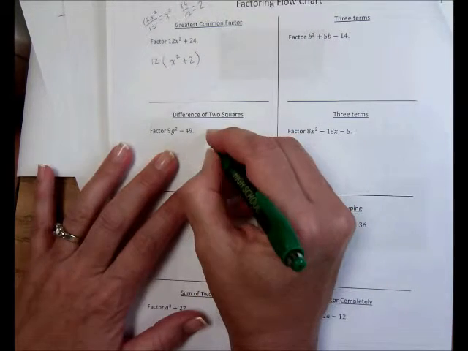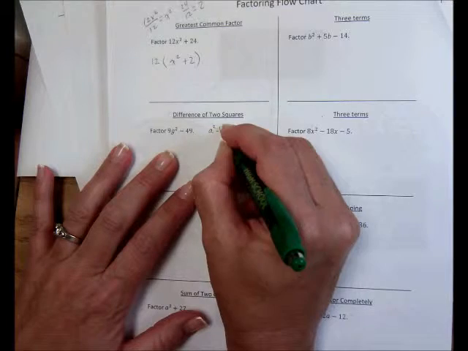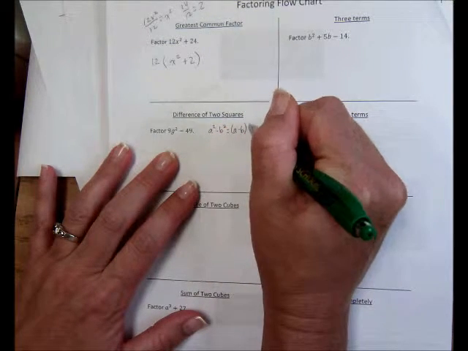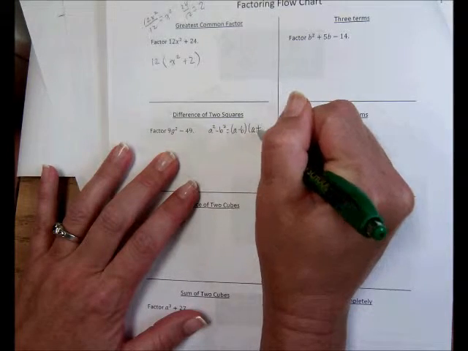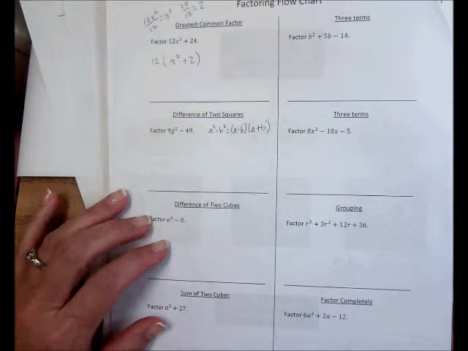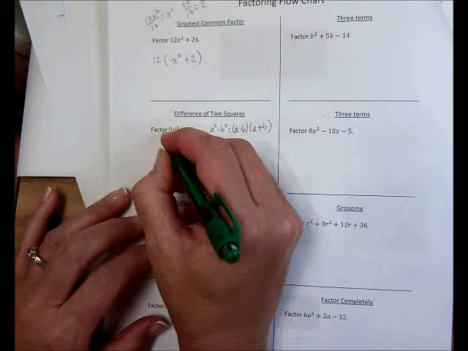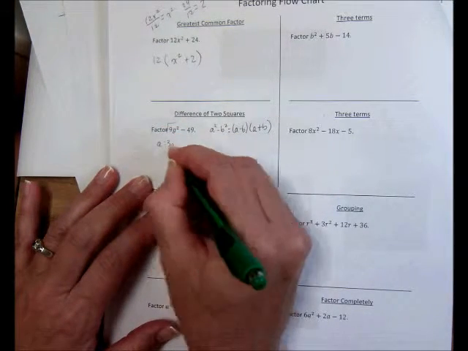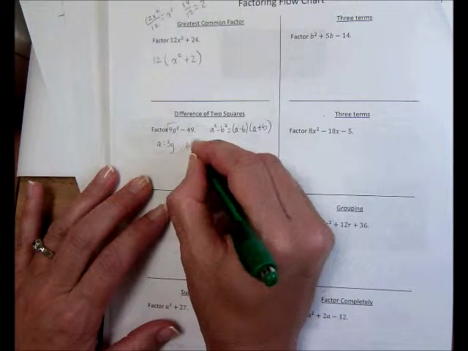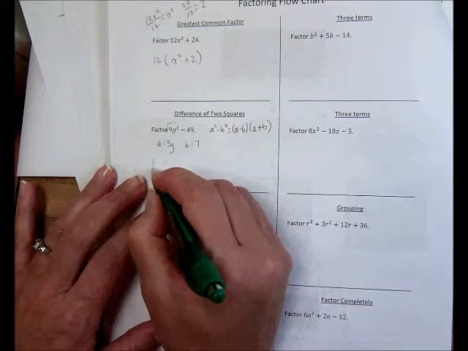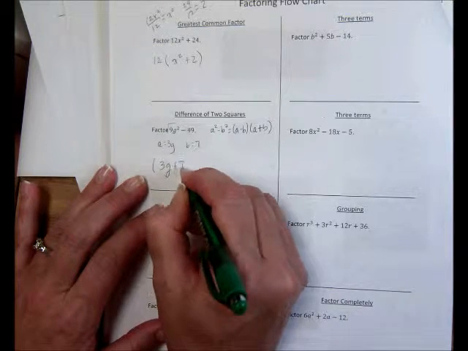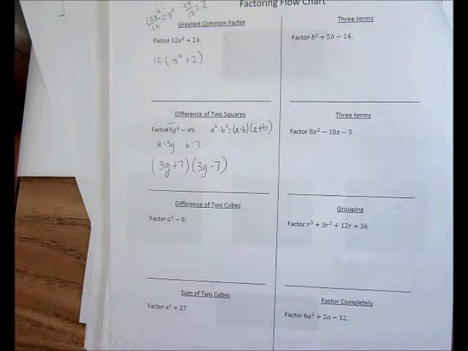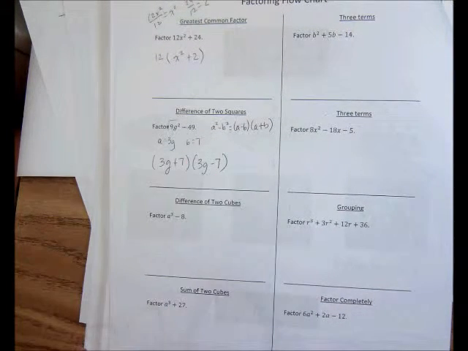The next type of situation is when I have a squared minus b squared. You can look on the front of the page, and it factors to a minus b times a plus b. In this case, I take the square root of 9g squared, so a is 3g, and then the square root of 49, b is going to be 7. So I have 3g plus 7 times 3g minus 7, and you can put them in any order because of the commutative property of multiplication.